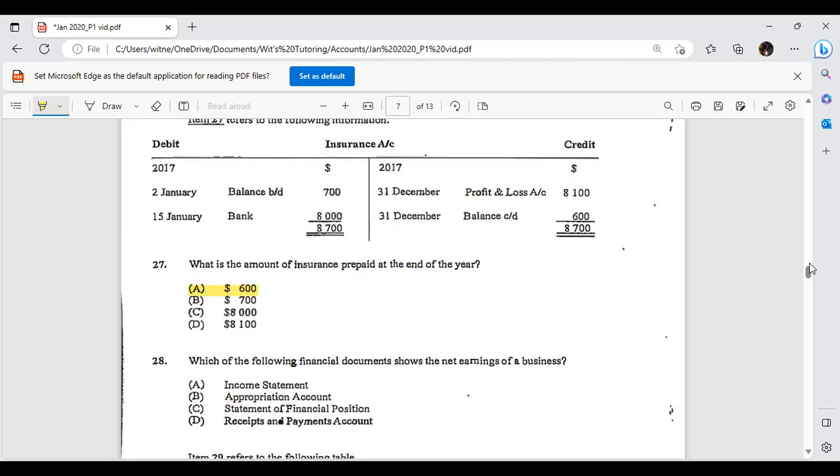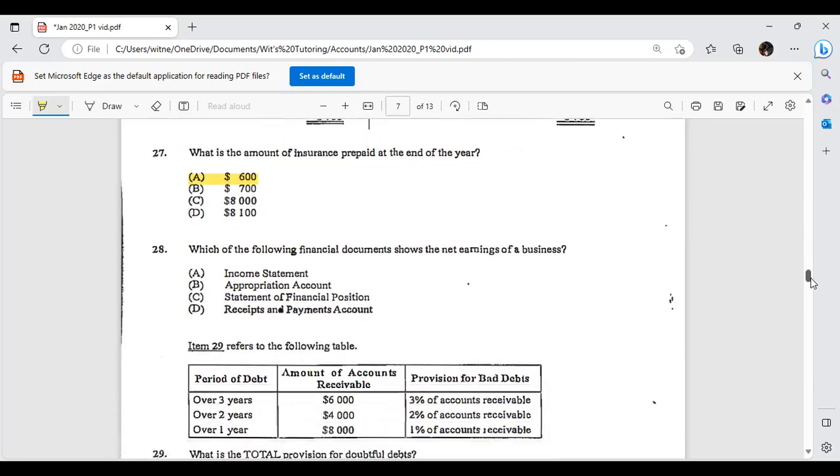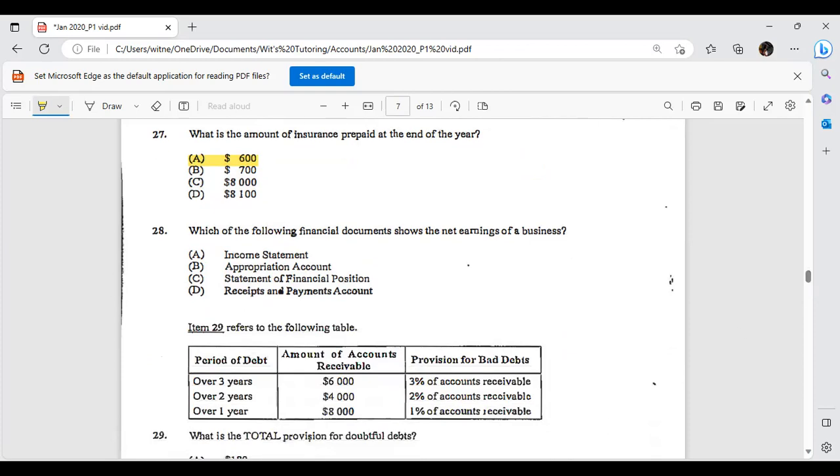Which of the following financial documents shows the net earnings of a business? Think about it, guys. We're talking about earnings. Net earnings of a business. Which financial statement shows your earnings, right? We use it to calculate profit. That's what we're talking about, earnings. So that would be your income statement.